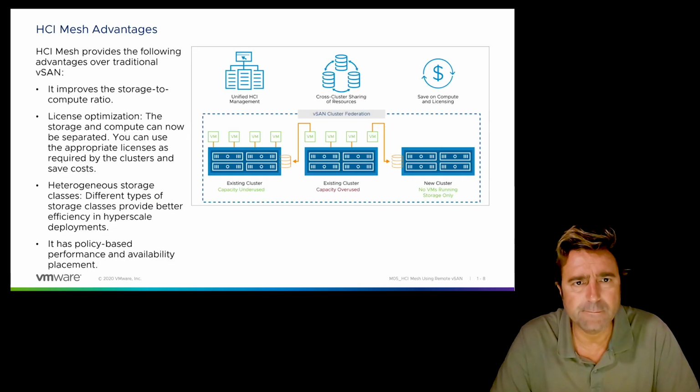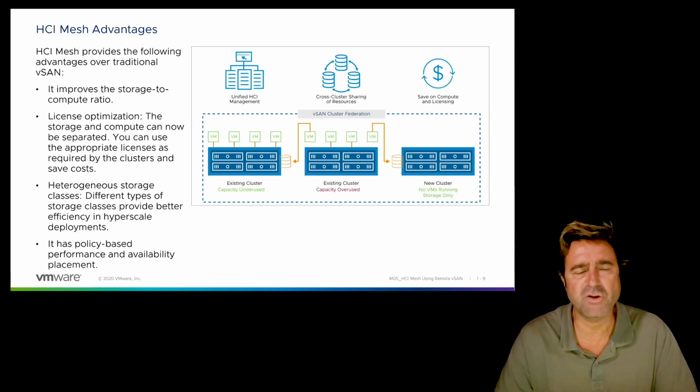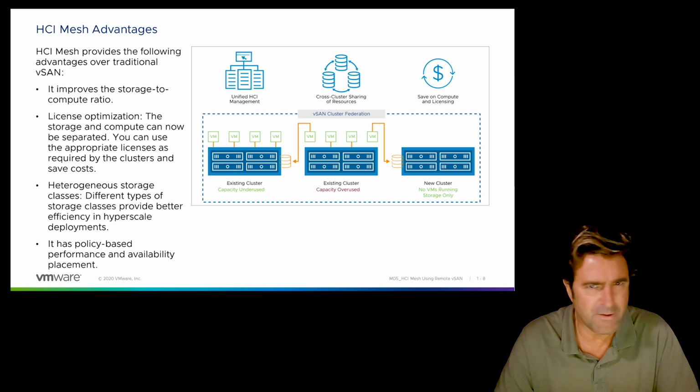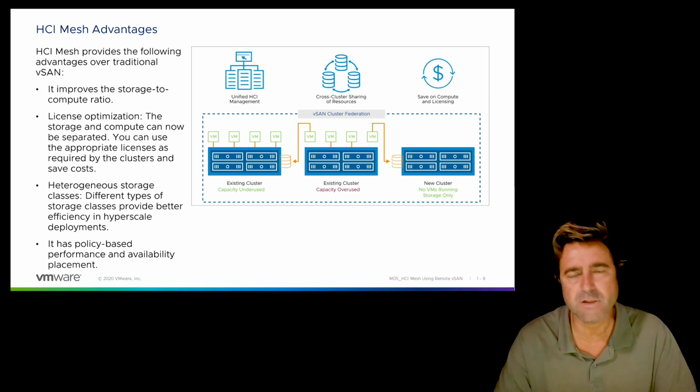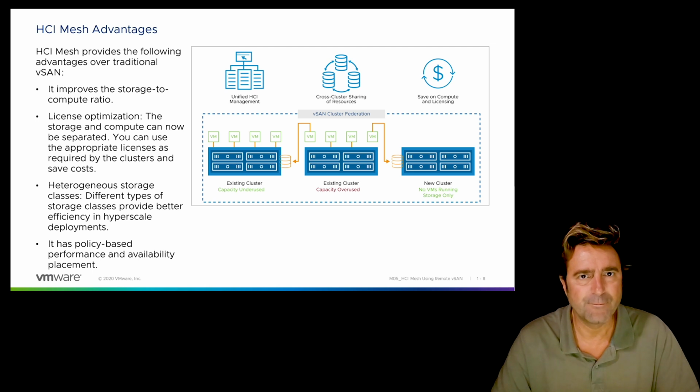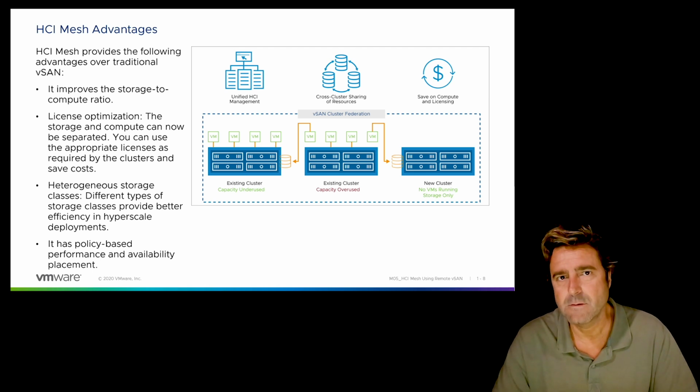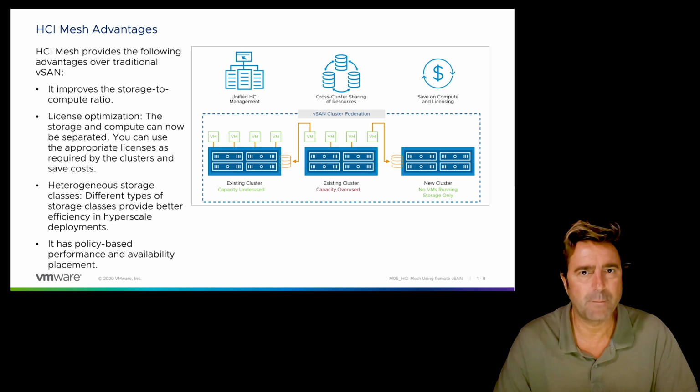And if you take a look, here we talk about the advantages of HCI mesh, and there are plenty. I mean, think of the possibilities. A minute ago, I mentioned that you could storage vMotion the VMs to balance space. But think about other possibilities.